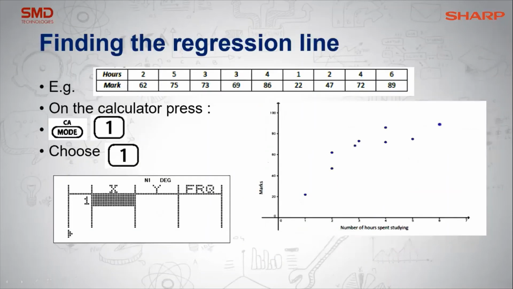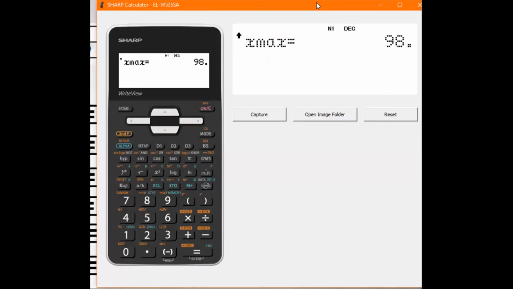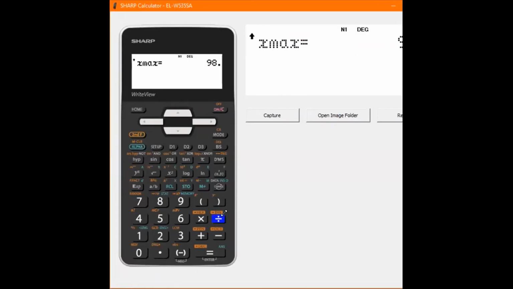So, one of the most important things you need to be able to do for your matric final paper is to be able to find your regression line. And we've made this really, really easy for you. So, let's grab my calculator and just move it to the side so I can see what I'm doing.